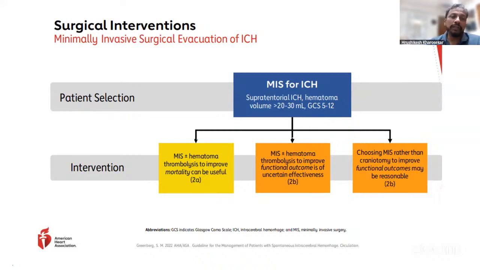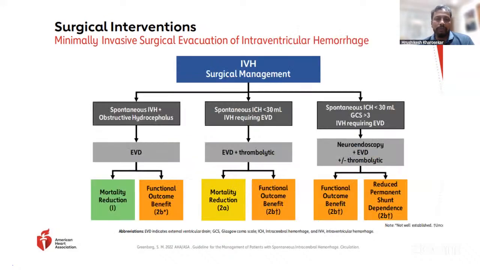So the recommendation was surgical intervention. They have recommended minimally invasive evacuation for supratentorial bleeds with hematoma less than 30 ml, GCS between 5 to 12. So they have advised intervention with minimally invasive evacuation of hematoma with thrombolysis, to improve the mortality as well as the functional outcome for the patient. For the intraventricular hemorrhage, they have recommended EVD, but in some trials, when EVD with thrombolysis was given, the mortality definitely improved, but there was not much of a difference in functional outcome of the patient.